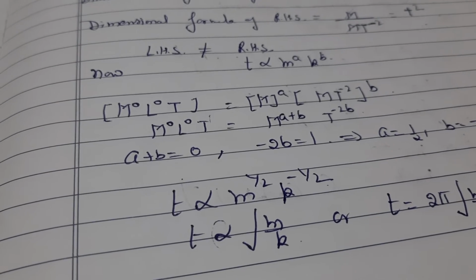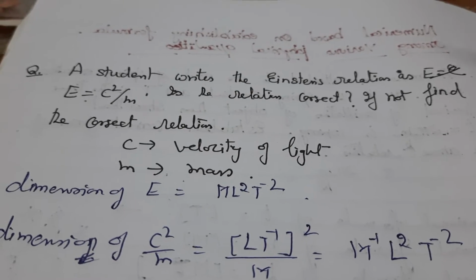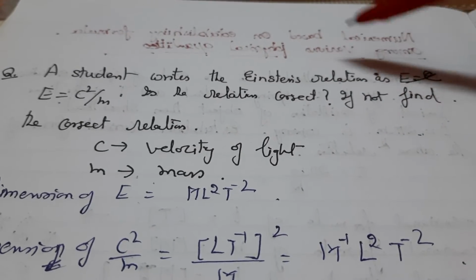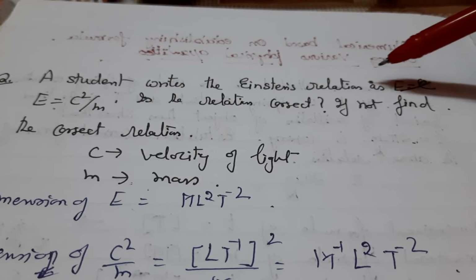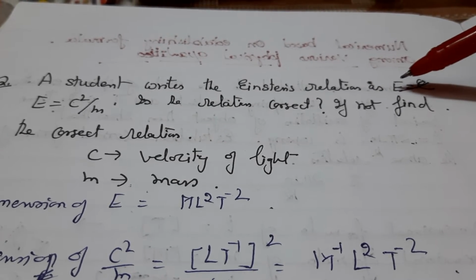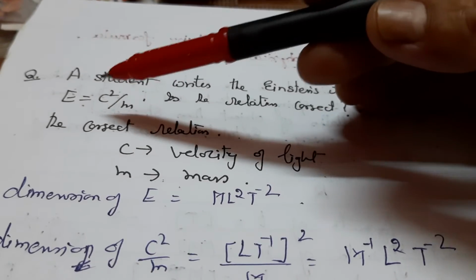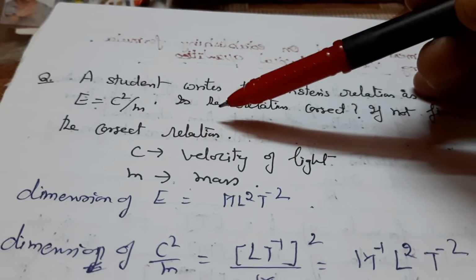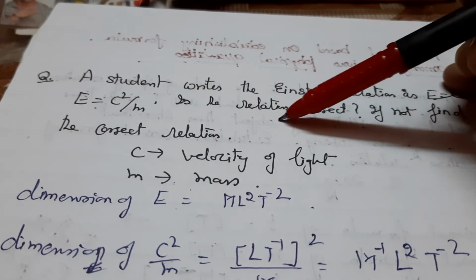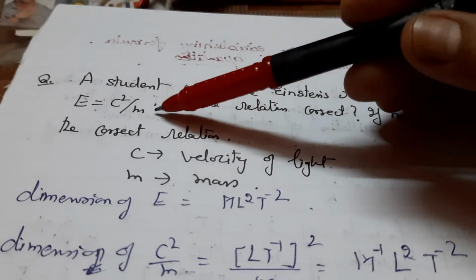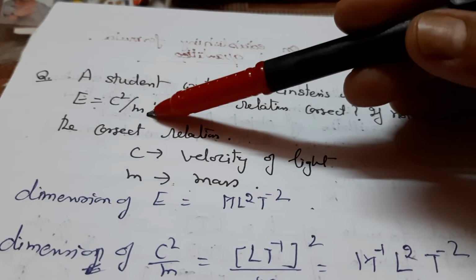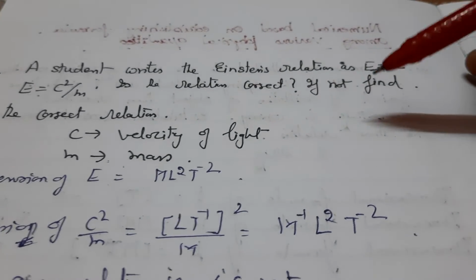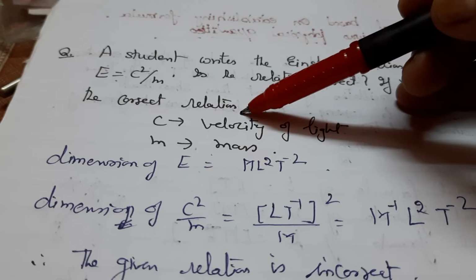We are taking one more numerical. Now the second question is in this way. Our student writes Einstein's relation. We know Einstein's mass energy relation is E is equal to mc square. But that student wrote E is equal to C square upon M. So is the relation correct? We will check that and tell whether this relation is correct or not. If this relation is not correct, we will find the correct relation also.